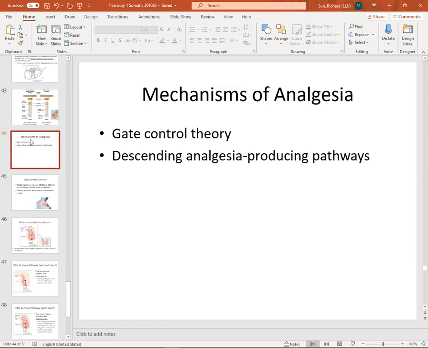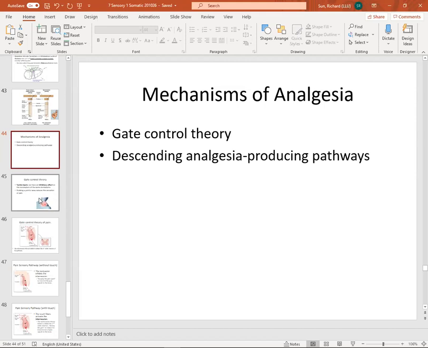is that one is called the gate control theory. So this one can be applied in your clinical practice. And another one is the descending analgesia producing pathway. Analgesia is the pain relieving process. So we have the ascending pain signal. Then we have the descending pain relieving pathway. So there are two and more, but here we are going to talk about these two.